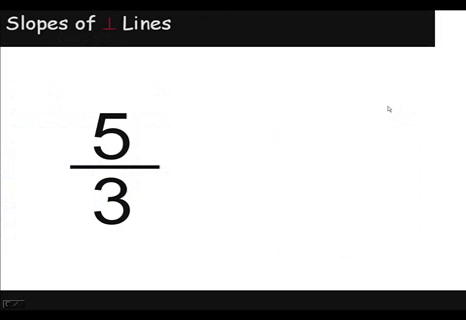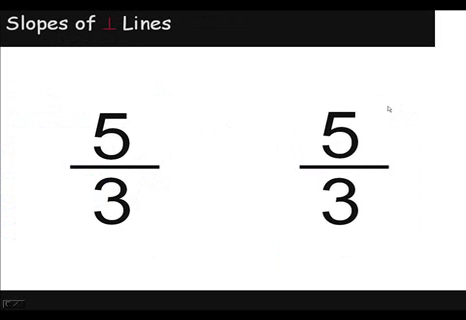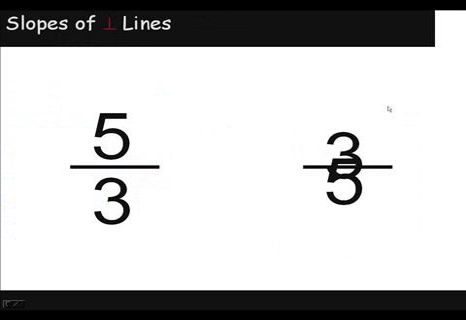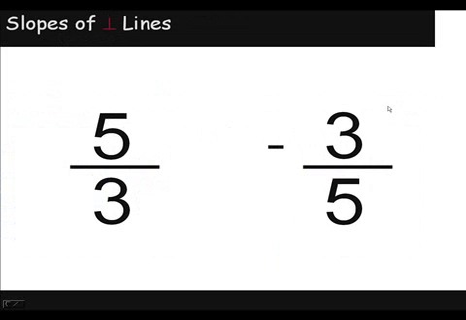Slopes of perpendicular lines, remember, use the same two numbers, but we have to reciprocate them and take the opposite. So they're opposite reciprocals. That'll give us perpendicular lines if we have two slopes like that.